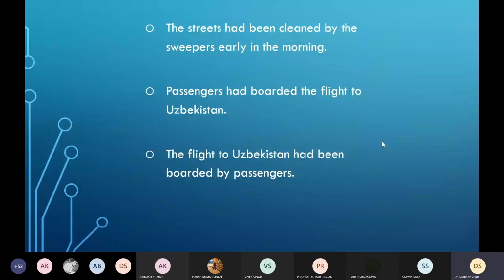Now let's look at another sentence. Passengers had boarded the flight to Uzbekistan. Passengers over here, plural, had remains the same, and boarded is the third form of board, the flight to Uzbekistan. This is the object entirely. So it is converted into passive voice as the flight to Uzbekistan had, and then been will be added, and then the third form will remain the same, by added, and then this was subject in the previous sentence, and now it is the object. So in the passive voice, it becomes the flight to Uzbekistan had been boarded by passengers.